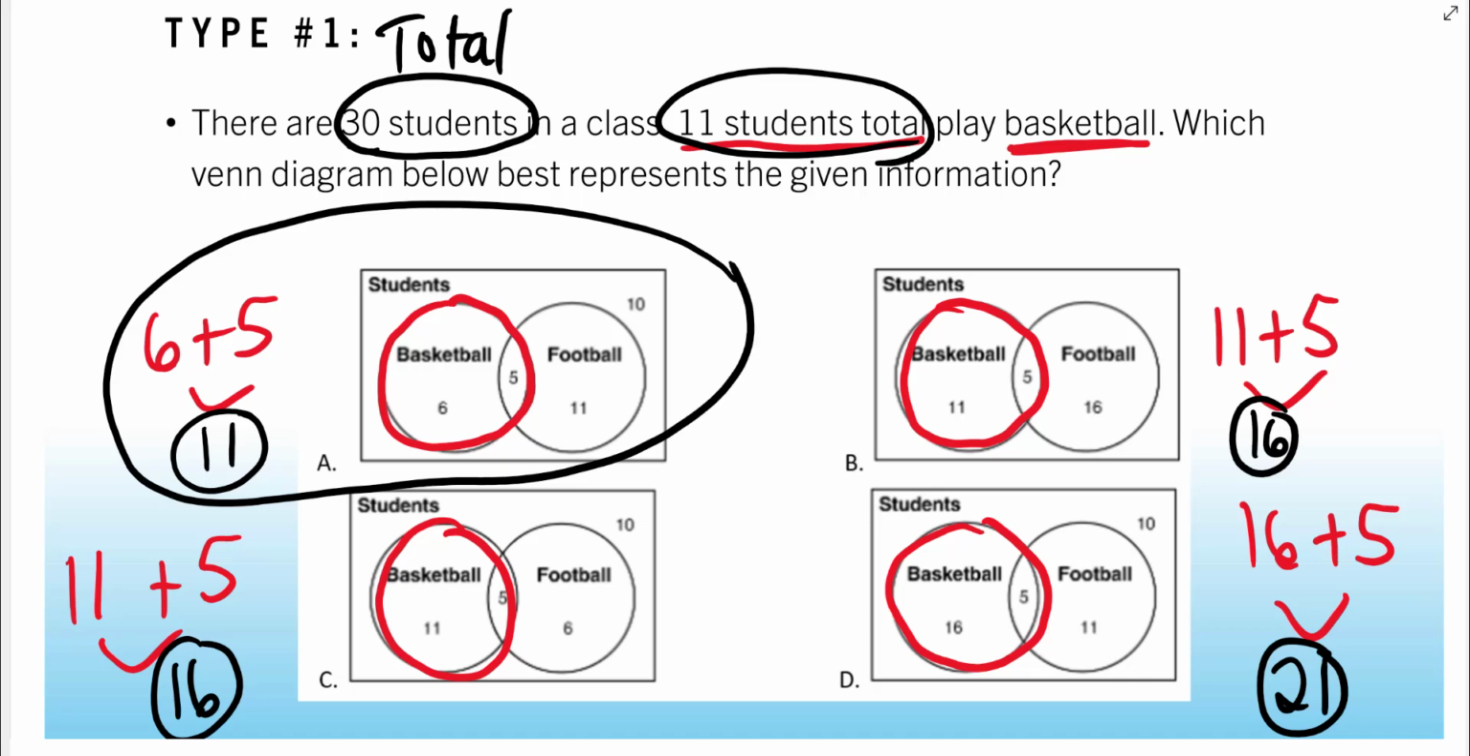So sabemos que la respuesta es A porque el total de basketball en este ejemplo es 6 más 5. Este se suma a 11. The other thing you can check is the total. Okay? La otra cosa que puedes checar es el total. Es 30 estudiantes. That means that all the numbers need to add to 30. So eso significa que todos los números necesitan sumar a 30. So 6 plus 5 plus 11 plus 10 equals 30. So that's good.